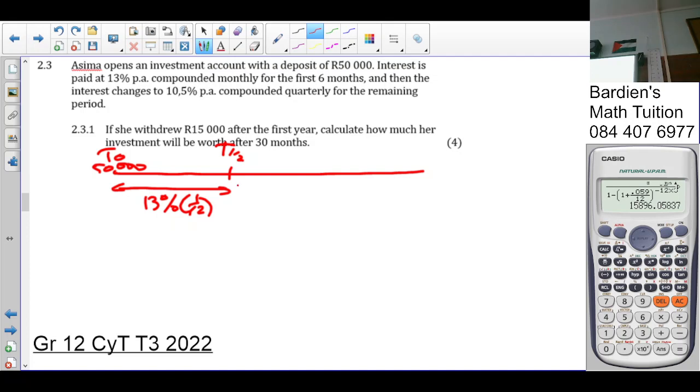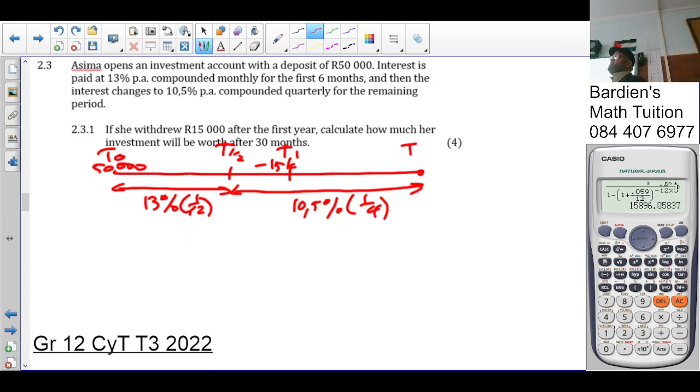Then the interest changes to 10.5% per annum compounded quarterly for the remaining period. In the first question, if she withdraws 15,000 rand after 1 year, calculate how much the investment will be worth after 30 months. So how many years is 30 months? 30 divided by 12, which is 2.5 years. Remember that we converted to years because of our formula.